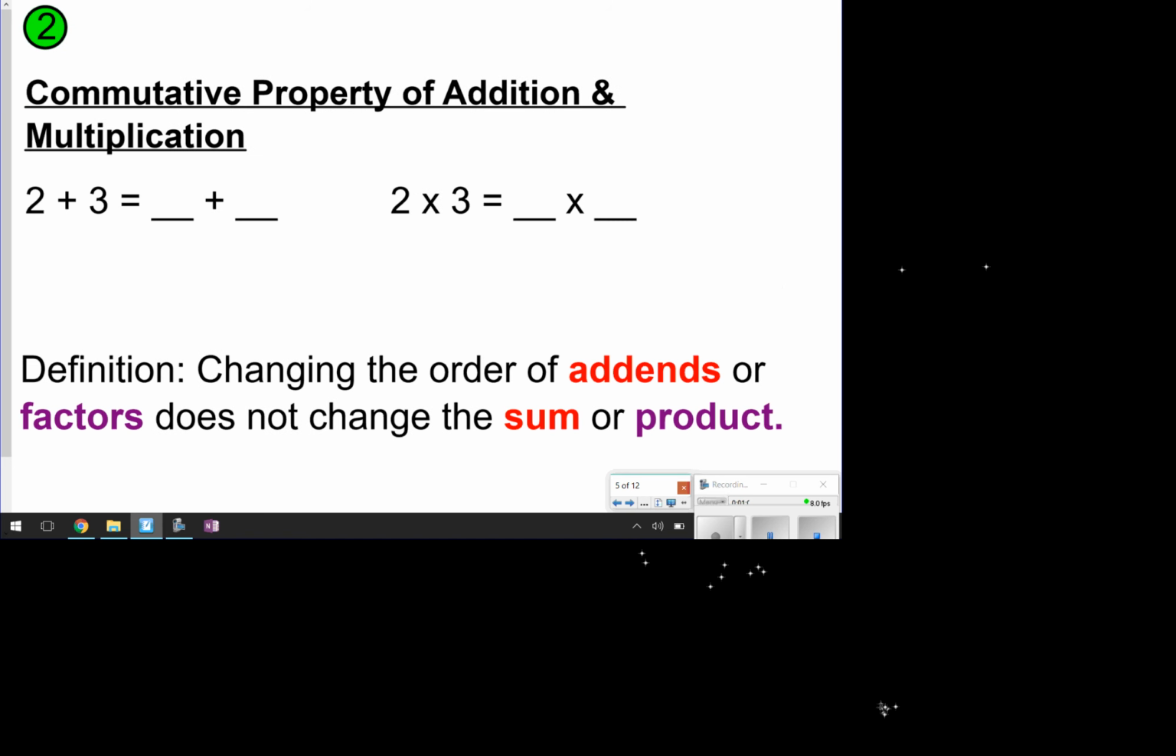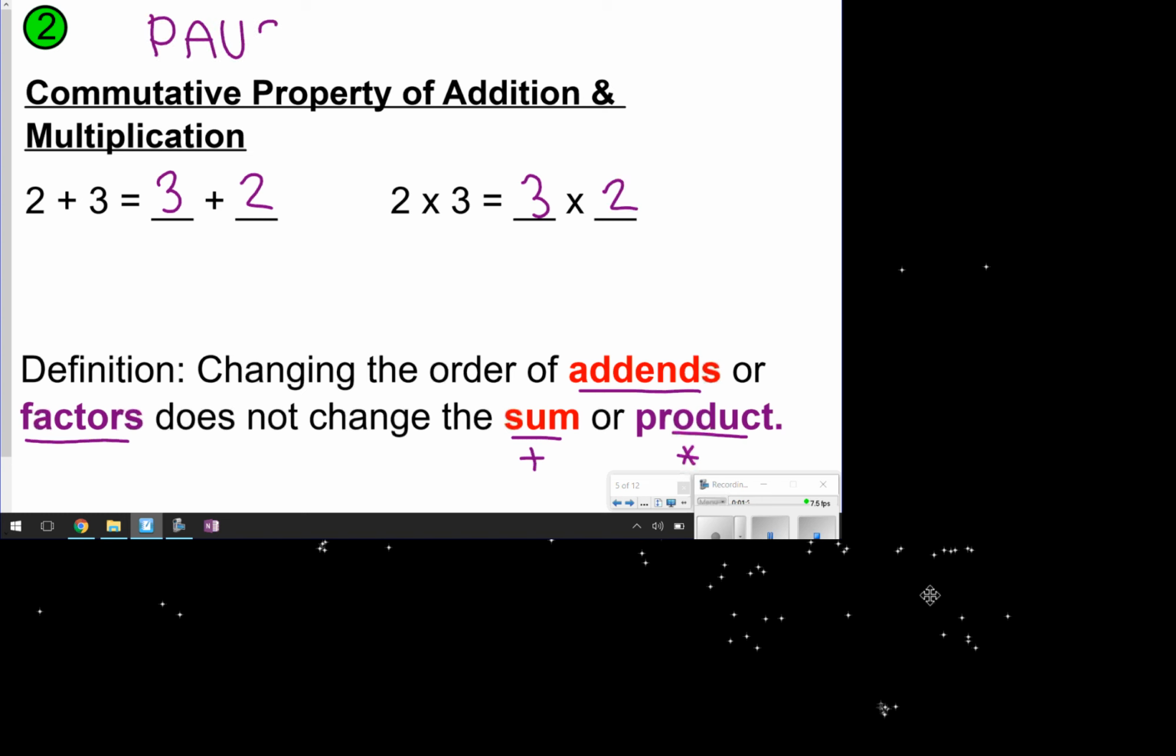The next one we have is number 2, commutative property of addition and multiplication. This just essentially means when you change the order of the addends, things that you add, or the factors, things that you multiply, it won't change the sum or the product. Sum means adding, product means multiplying. So up here in our examples, 2 plus 3 is the same thing as 3 plus 2, or 2 times 3 is the same thing as 3 times 2. Go ahead and pause the video, write down the title, examples, and definition, and then click play when you're ready to go on.